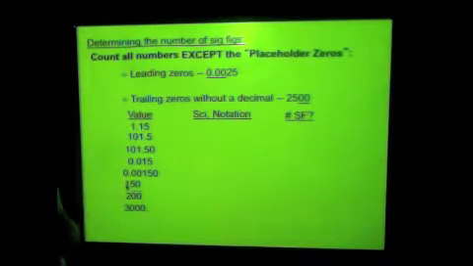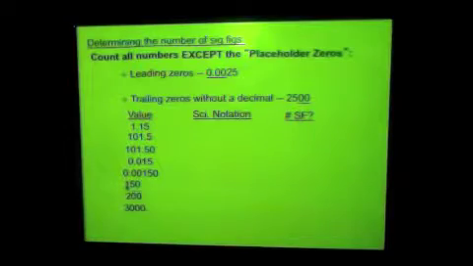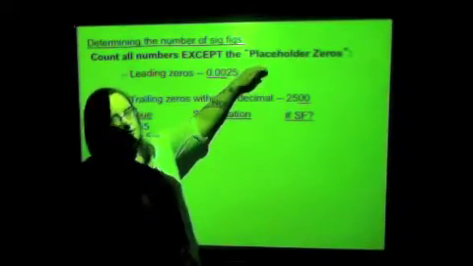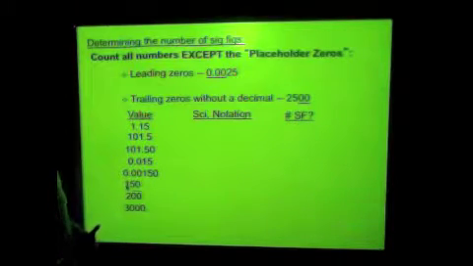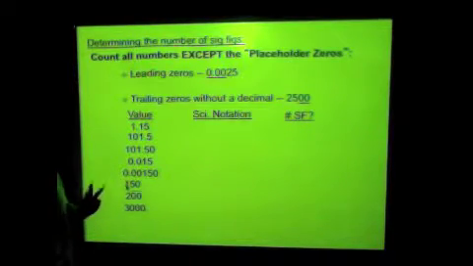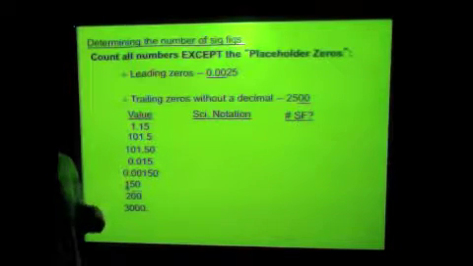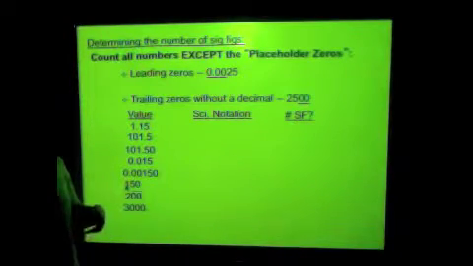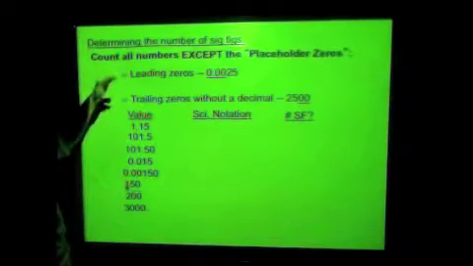The tricky part is when you get these pesky little zeros. You have to figure out if these zeros are significant or if they are placeholders. Placeholders have to be there to make that number what it is, but they're not significant. So you have three types of zeros: leading zeros, trailing zeros, and then your significant figure zeros. You're going to count all numbers except the placeholders.